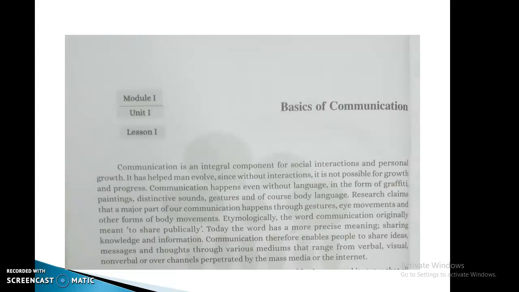Etymologically, the word communication originally meant to share publicly. Etymology is the study of the origin and history of words. So the word communication originally meant what? To share publicly. Today, the word has a more precise meaning, sharing knowledge and information. So today, the word communication has a more exact meaning, that is sharing knowledge and information.